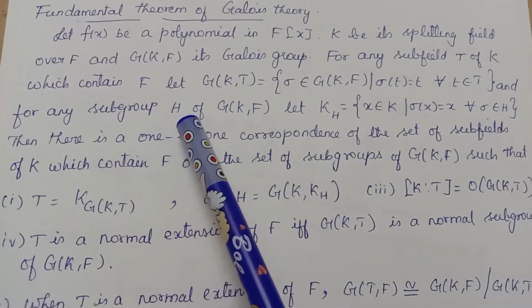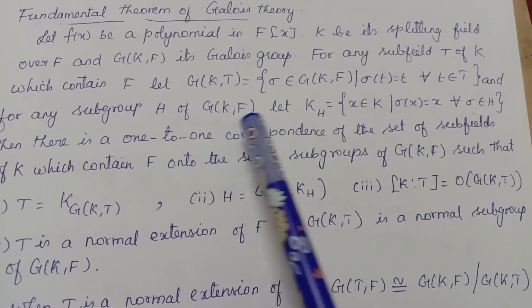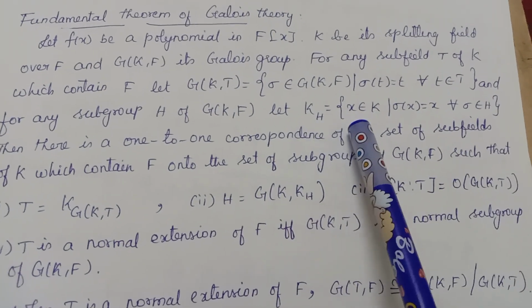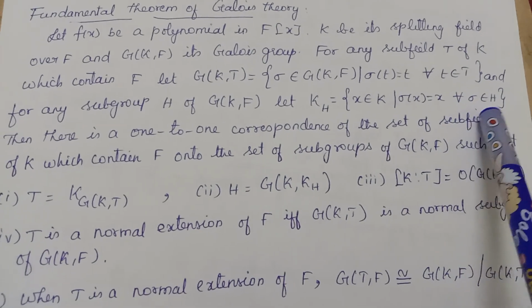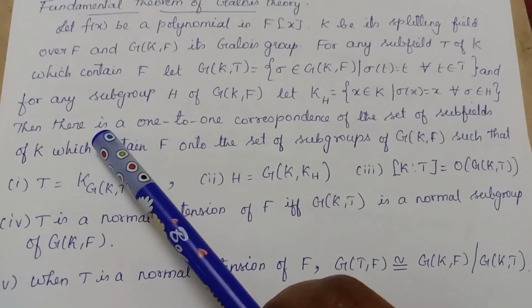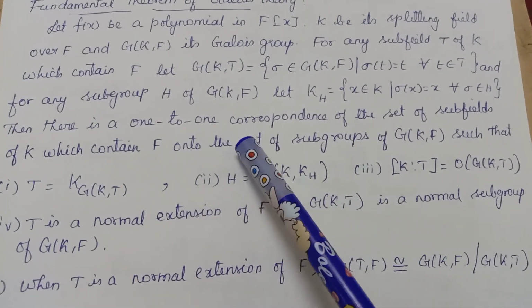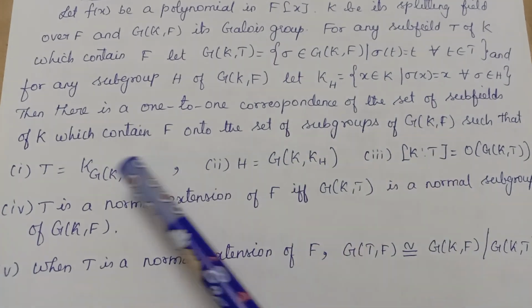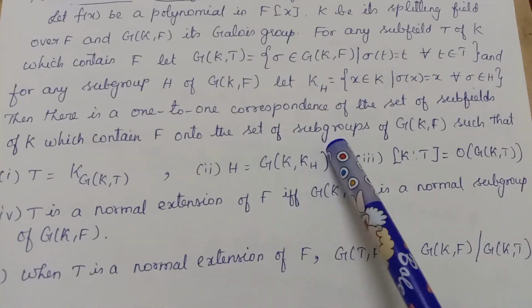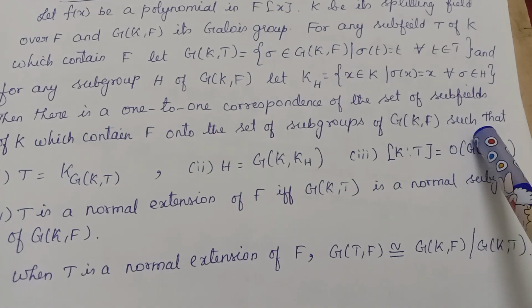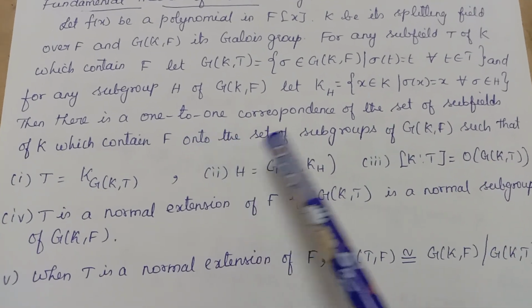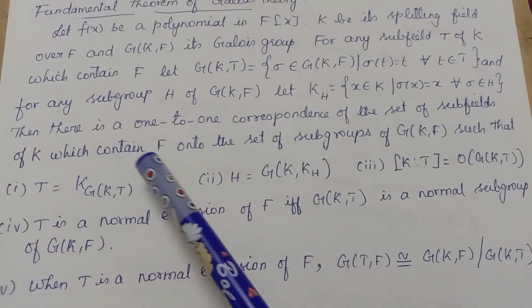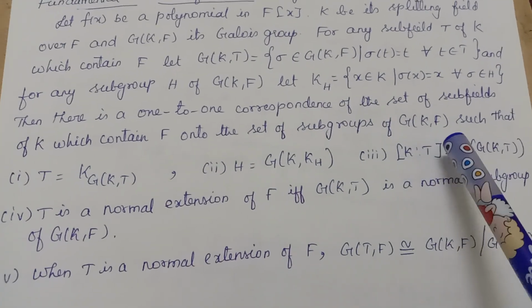And for any subgroup H of G(K, F), K_H is defined to be the set of all x in K for which sigma of x equals x for every sigma belonging to H. Then there exists a one-to-one correspondence of the set of subfields of K which contain F onto the set of subgroups of G(K, F). Okay, we create a one-to-one correspondence between the subfields of K and the subgroups of G(K, F).